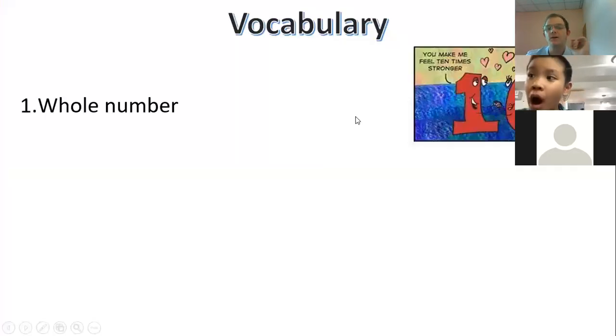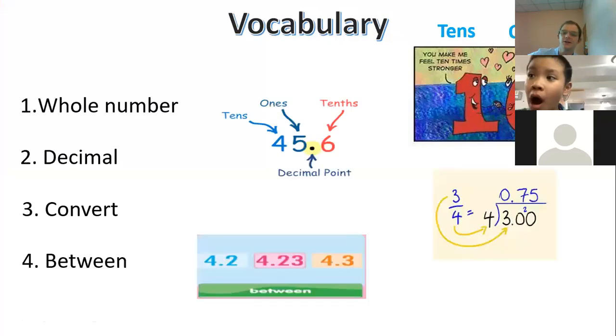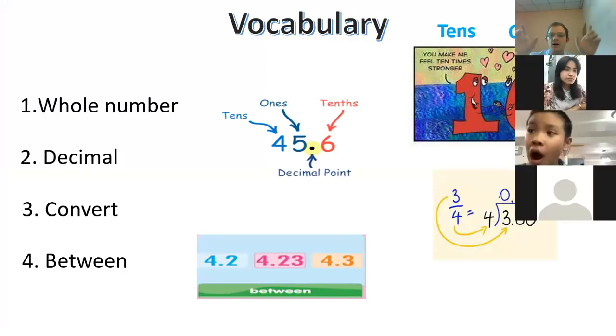Just to run through our vocabulary again. We looked at whole numbers, the ones and the tens and the hundreds and the thousands. We have decimals, which have a decimal point, and on the right-hand side, we have tenths, hundredths, thousandths. Then we have convert, which is changing decimals and fractions into each other. And then between, a number that is between two other numbers.